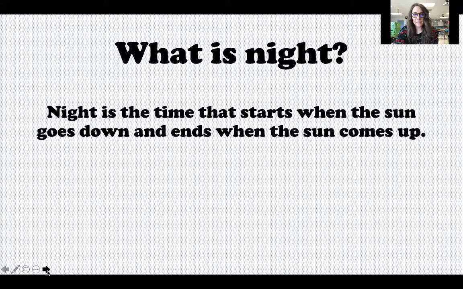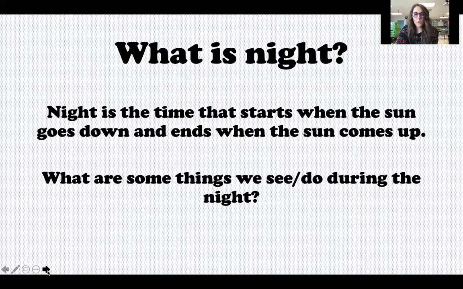Night is the time that starts when the sun goes down and ends when the sun comes up. So it's opposite of day, and everything that happens between the time the sun goes down and the time that the sun comes up, that's considered nighttime. What are some things we see or do during the night? I'll give you a minute to think about that and see what you can come up with.